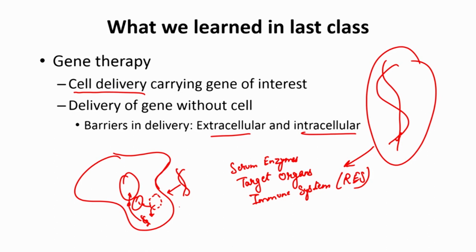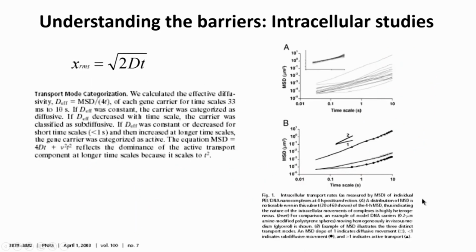Nonetheless, it is not as bleak as it seems. People use it all the time, and at least from the literature reports and experiments, it does seem that you can get gene delivery into a cell despite all these barriers, and that is what we are going to discuss today. So, let us understand some of the barriers. Let us talk about the intracellular barrier, the movement itself.